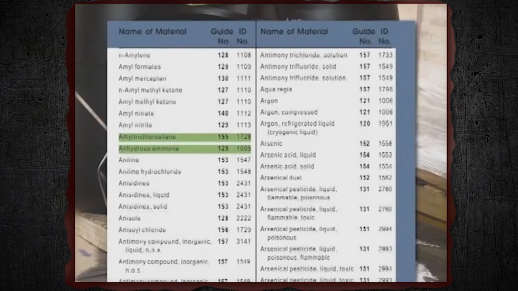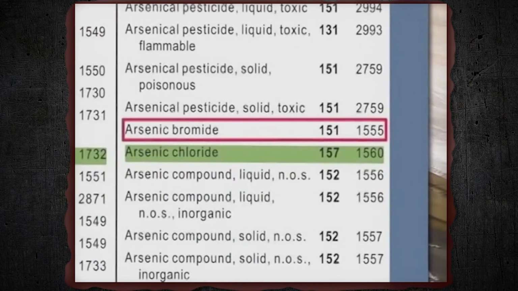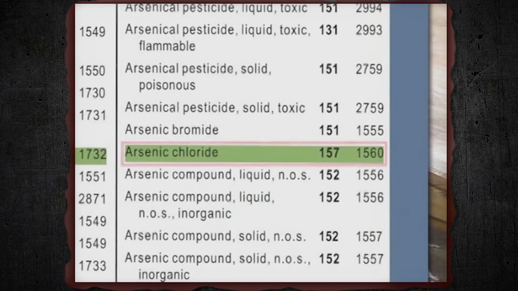It's important to read the full name of the material. For example, if you were to look up arsenic, you need to know whether it is arsenic bromide, arsenic chloride, or another arsenic variation. This will keep you from going to the incorrect guide.